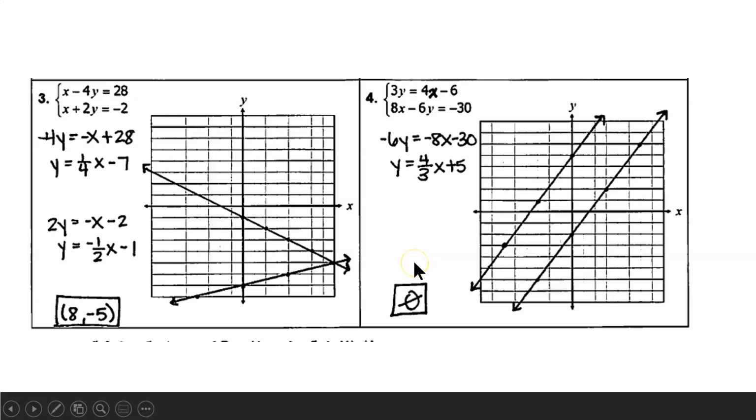Number four, when you rearrange these, you'll see that the slopes are the same. They both have the slope of 4/3 x, but different y-intercepts, which means they'll never intersect, so that one is no solution.